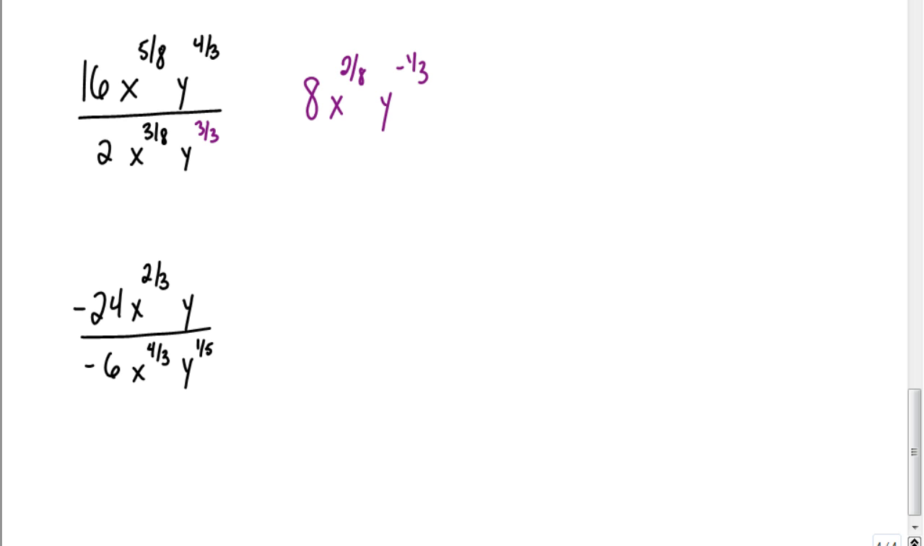Now if you notice that x, that fraction, that 2/8, can be reduced, so really you should have had this as your answer: 8x to the 1/4 power times y to the negative 1/3 power. Always make sure that if you're dealing with fractions, whether they're exponents or bases, that you reduce them when possible.